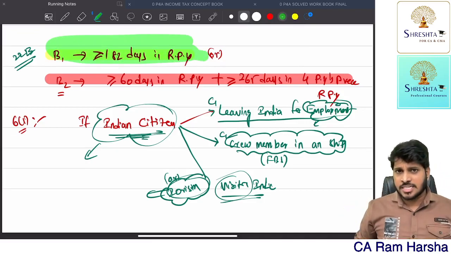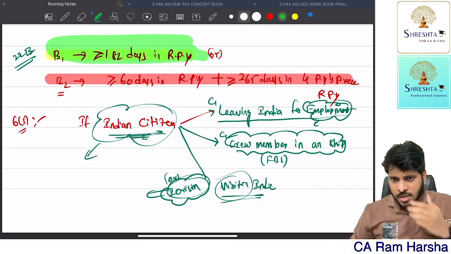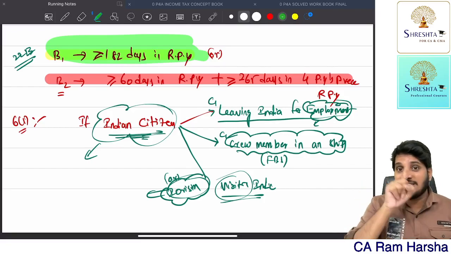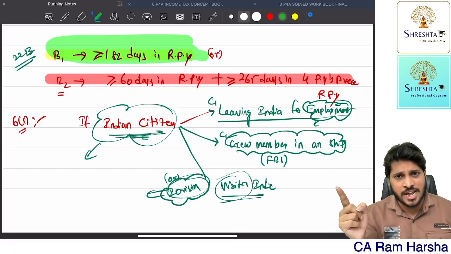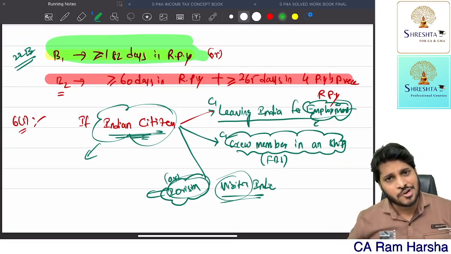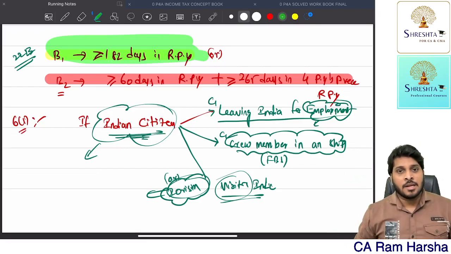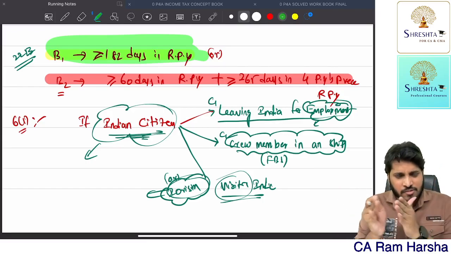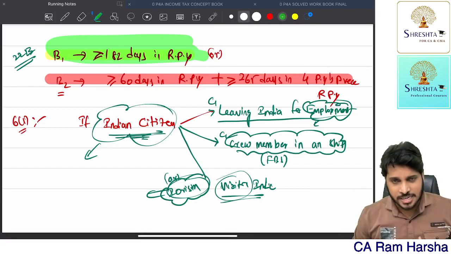Suppose in these 3 cases, the 182 days criteria is not satisfied. Straight away, go and check 6(1A). If 6(1A), the deemed resident provision, is also not satisfied, straight away non-resident. Until now, are you clear? Don't confuse. There is still more provision. One by one, I'm just bringing it to your attention. Have you understood until now?